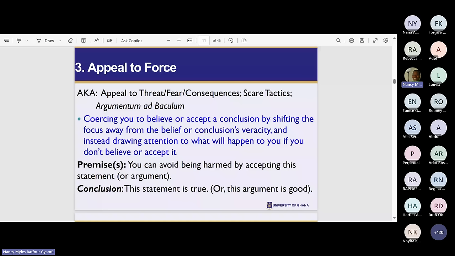You can argue to show the consequences without using the consequences as a threat. Look, this bridge is what helps this part of the nation or this part of the village to transport our cocoa, our farm produce to the other town, all the way to Accra.